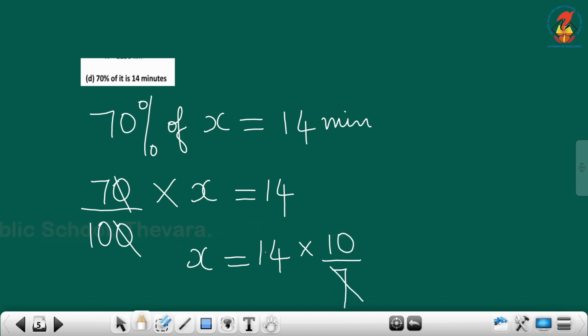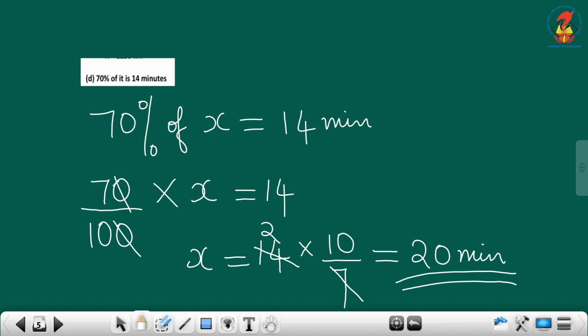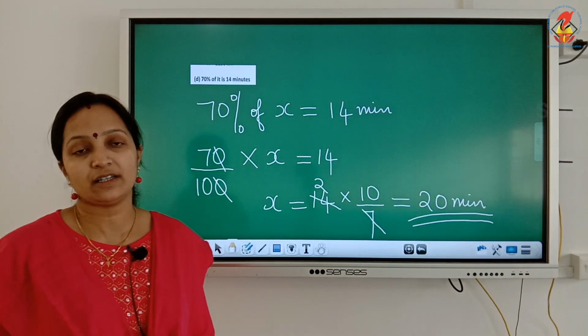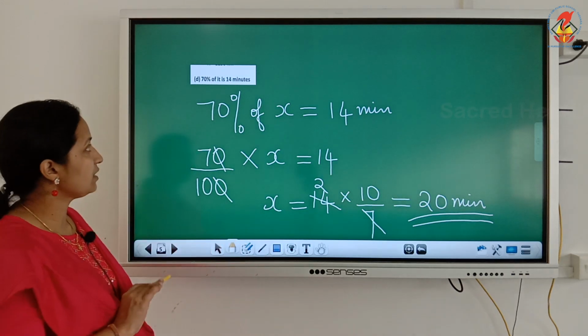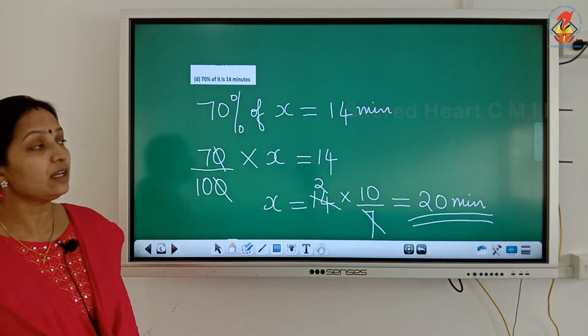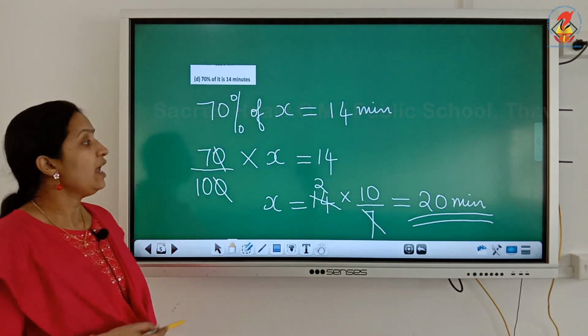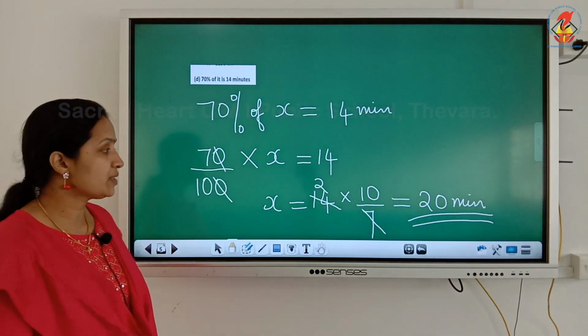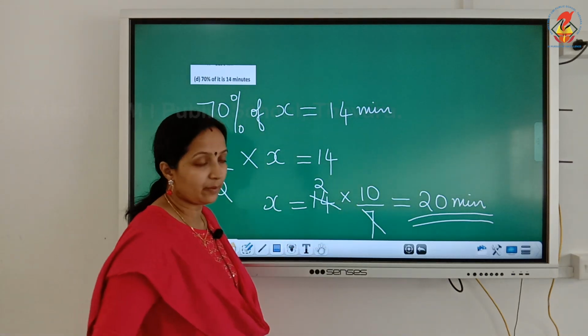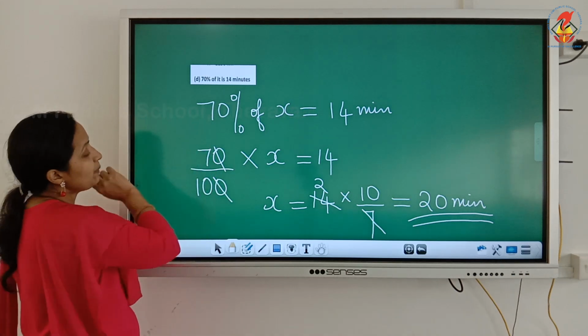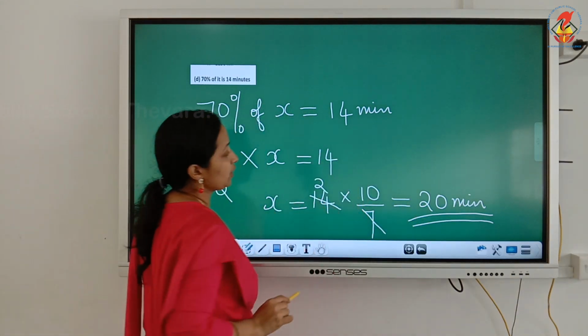That means just the shortcut method. What is the answer? 2 into 10 is 20 minutes. So 70% of 20 minutes is what? 14 minutes. I hope these answers are clear now. How to find the answer? We don't know what the whole quantity is, so you can take it as a variable and find the whole quantity, or use the transposing method. You will get the answer 20 minutes. That means 70% of 20 minutes is 14 minutes.